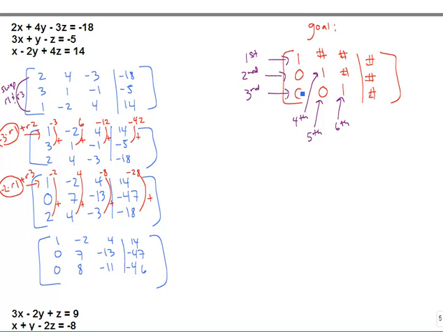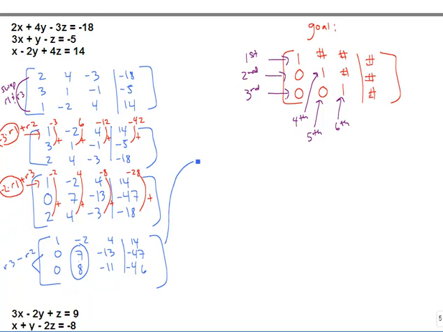Once you get that first column done, the next thing you want to get is the 1 in the middle. And to do that, you're going to be looking at these two numbers only to get a 1. So somehow using those two numbers, I need to get a 1. And if I have a 7 and an 8, that's not too hard to do because I can just subtract 8 minus 7 and that'll give me a positive 1. So what we're going to do here is take row 3 minus row 2. I'm going to do row 3 minus row 2 so that I get a positive 1.